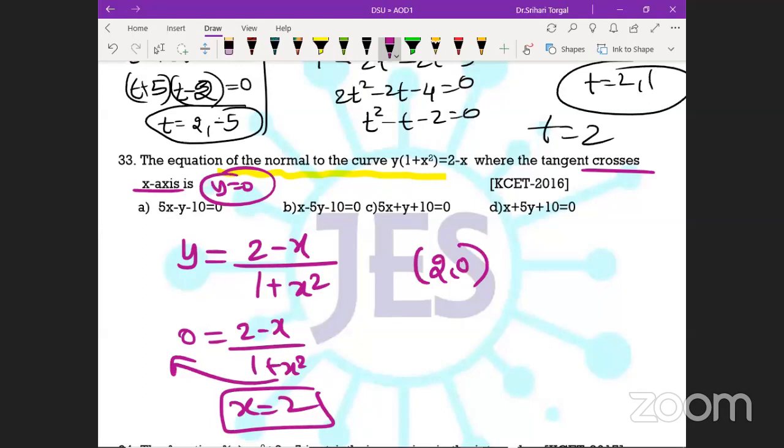Now check the option which satisfies (2, 0). That will be your answer. Here 5 twos are 10 minus 10 is 0. And the other option is not the answer because it will not satisfy (2, 0). If I put 2 there, 10 plus 10 is 20, so it will not be equal to 0. Option A is the right answer.